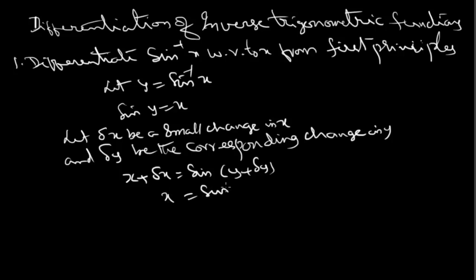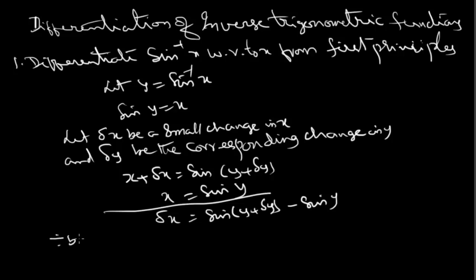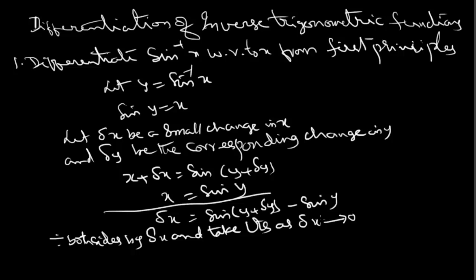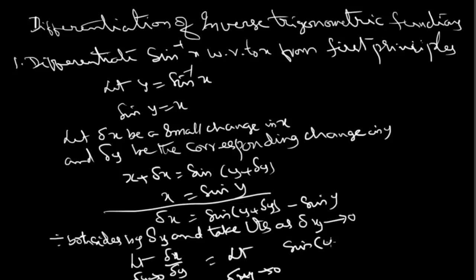Below that you write x is equal to sin y and subtract, you get delta x is equal to sin of y plus delta y minus sin y. Divide both sides by delta y, not delta x, and take limits as delta y tending to 0. So limit delta x by delta y as delta y tends to 0 is equal to limit delta y tending to 0 of sin of y plus delta y minus sin y, whole divided by delta y.